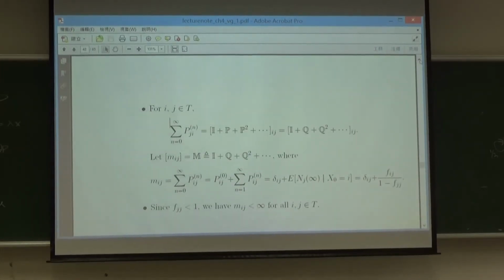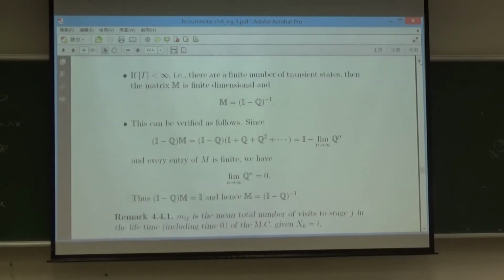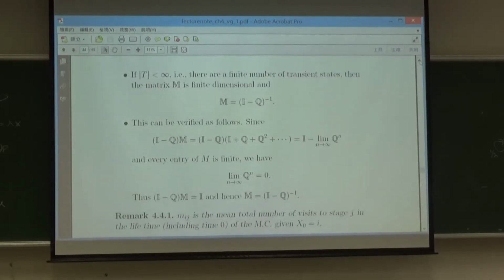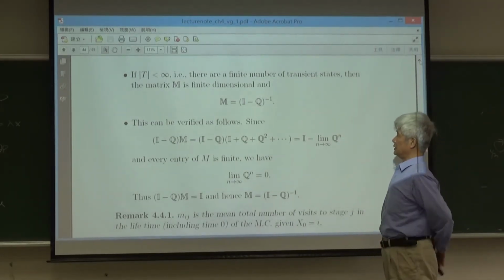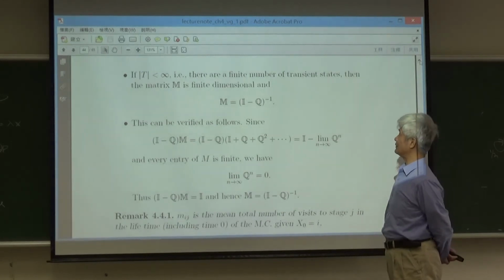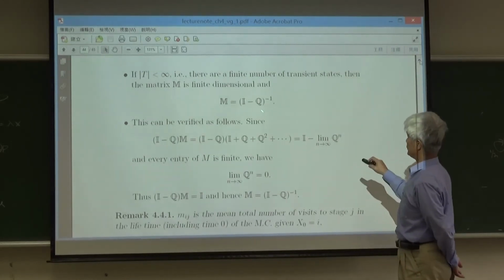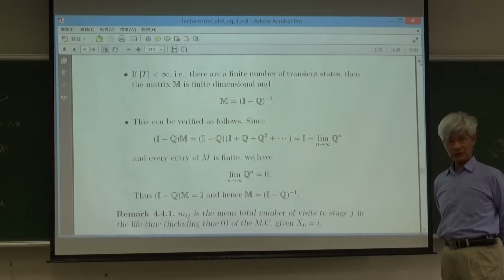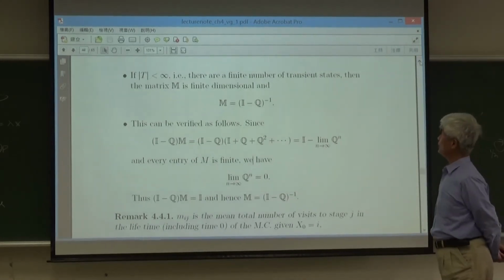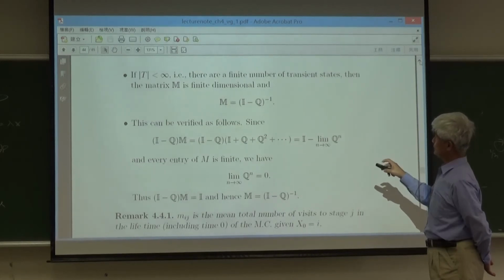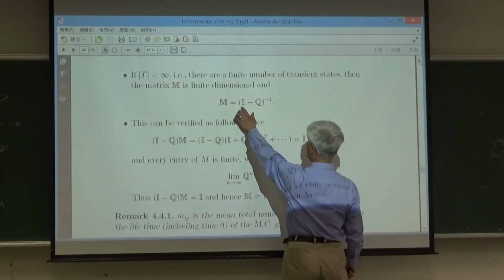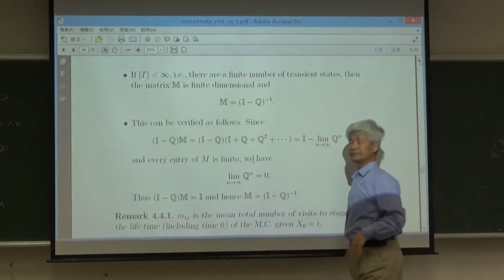Okay. So now, if the number of transient states is finite, then the Q matrix, of course, is a finite matrix, so that the matrix M is finite dimensional, and M actually is the inverse of this matrix.